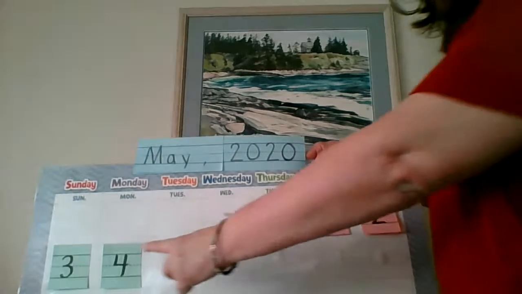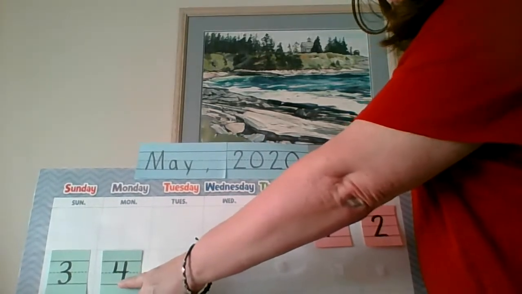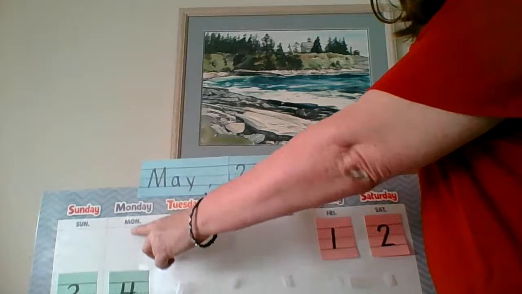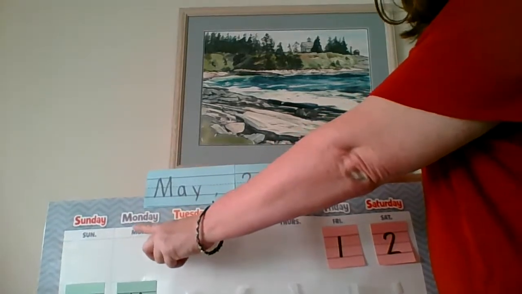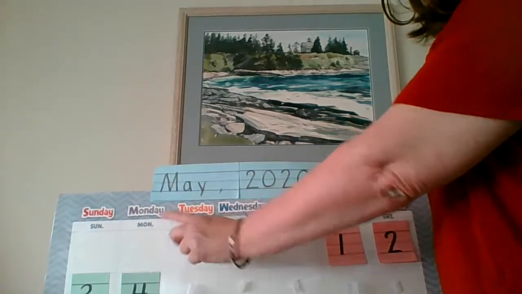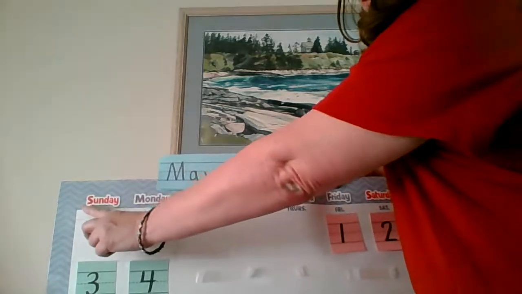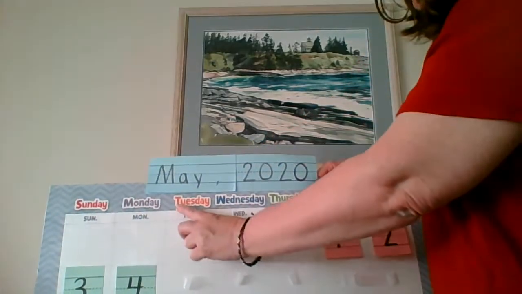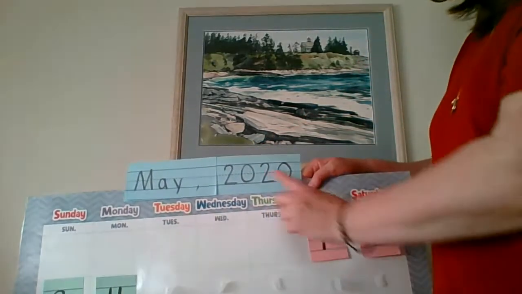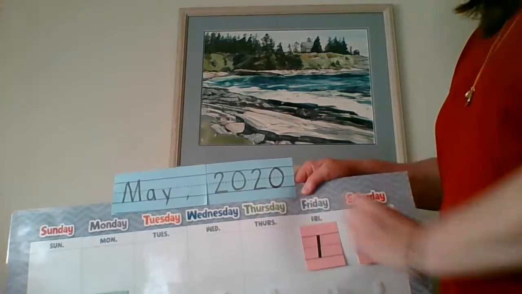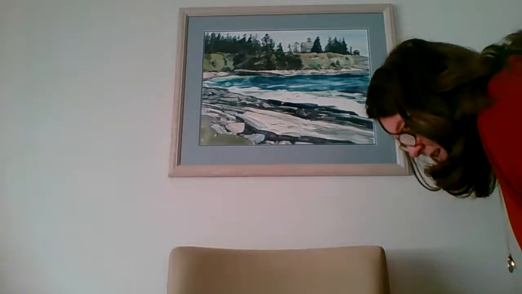All right. Today, I touch the last number, which is the 4, and I move my finger up. The calendar tells me today is Monday. So yesterday was Sunday, and tomorrow will be Tuesday. And of course, the year is still 2020. So let's write that in our notebooks.